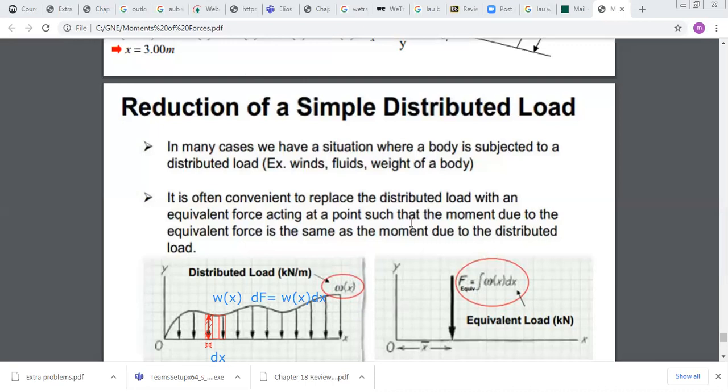So to find the total resultant force F for a distributed load, I should do the integral over the length, over L, of w(x) dx. I don't know if you are familiar with the idea of integration, and that integration will give you the total area. You know this property, yes?